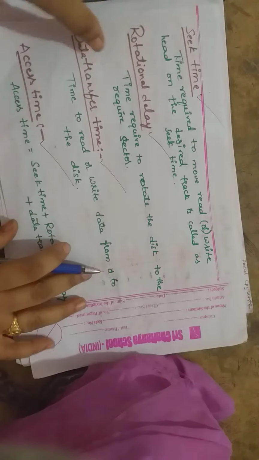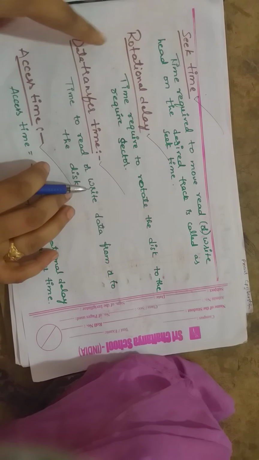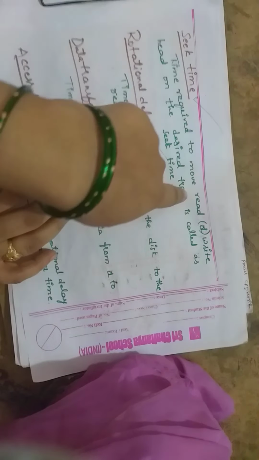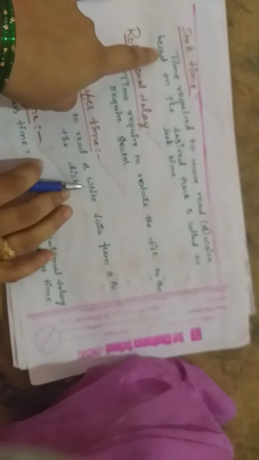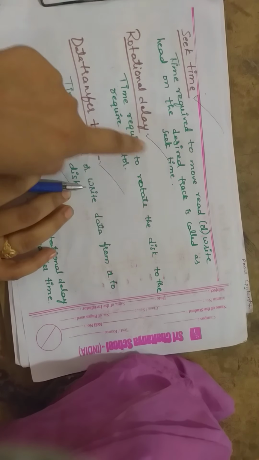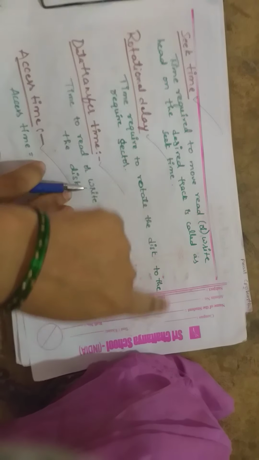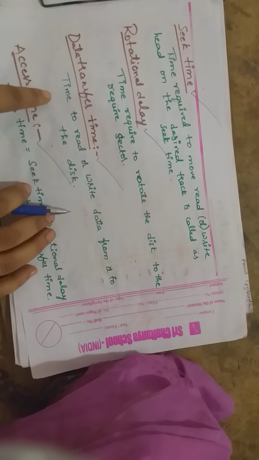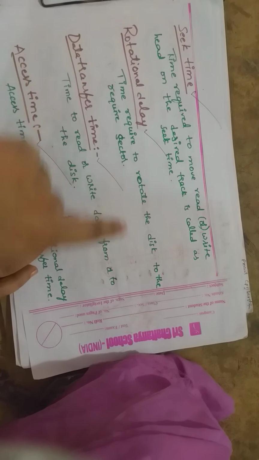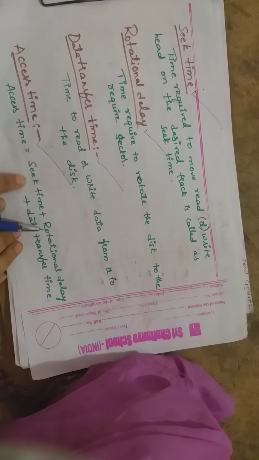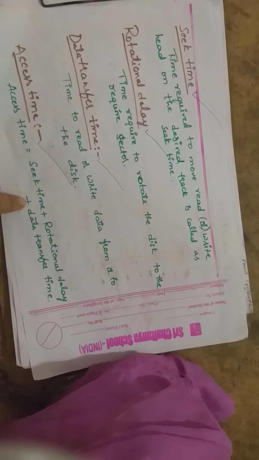These are the terms: seek time, rotational delay, data transfer time, access time. Seek time is the time required to move the read-write head to the desired track. Rotational delay is the time required to rotate the disk to the required sector. Data transfer time is the time to read or write data from or to the disk. And access time is seek time plus rotational delay plus data transfer time.